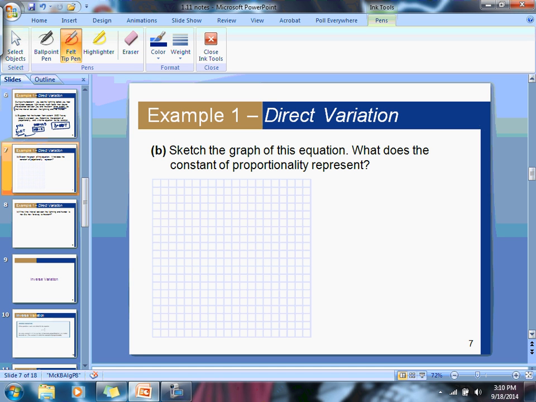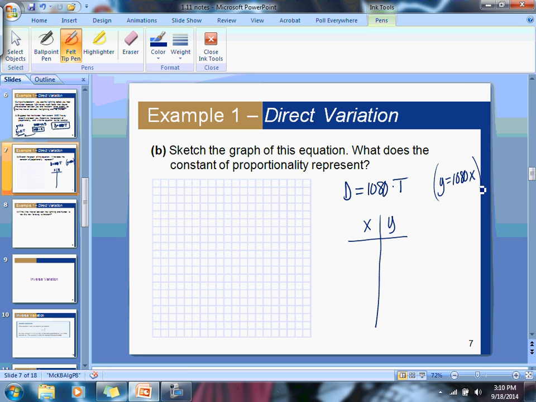Okay, so now we want to sketch the graph of that equation. I'm going to write the equation again up at the top here. It was d equals 1,080 times t. Now, if you're sketching this graph, it's going to be a pretty big graph. We've got a really big slope there, 1,080. So I would go to your graphing calculator, go to y equals, and type that equation in. When you type it into your calculator, it'll be y equals 1080x.